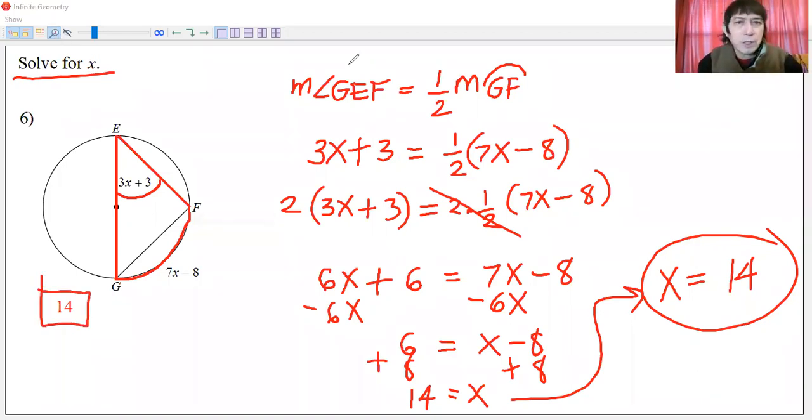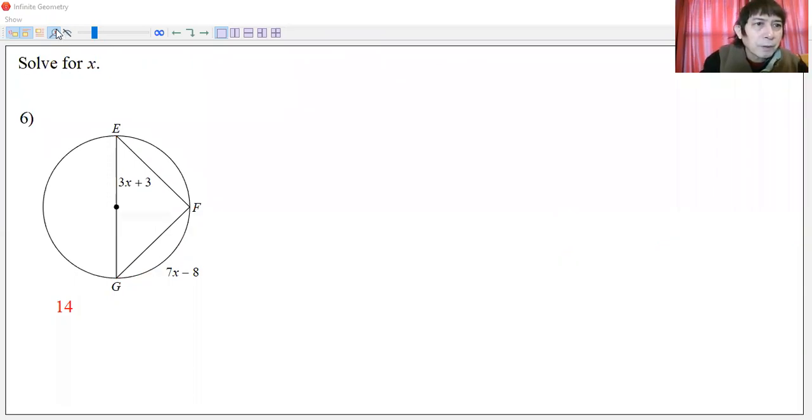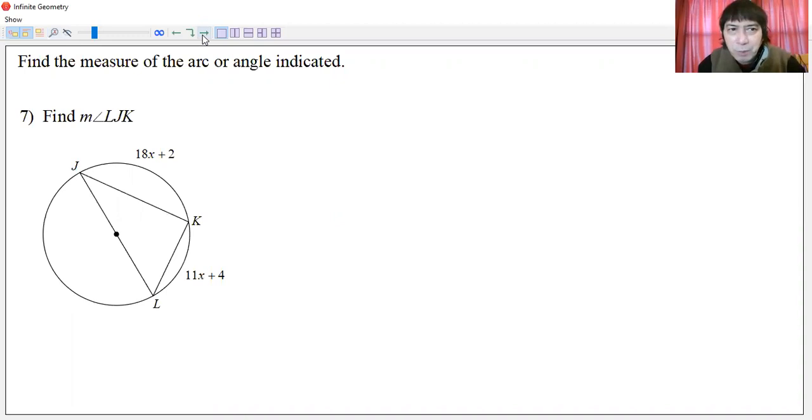All right, so next is number 7. Let's continue with number 7. Let me clear the screen. Next diagram, number 7. Find the measure of the arc or angle indicated. This time we're looking for an angle. The name of the angle is LJK. Where is that? It must be this angle here.